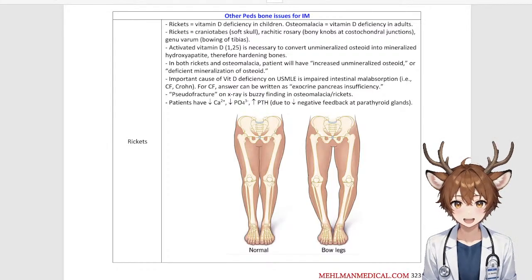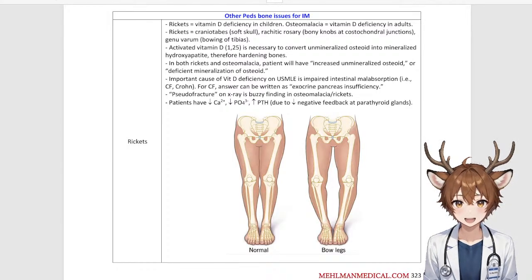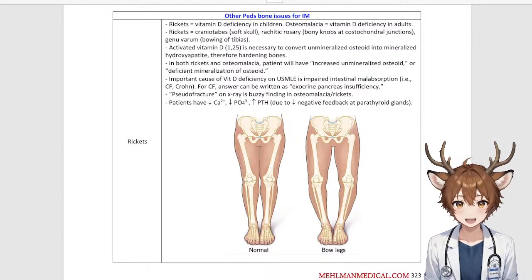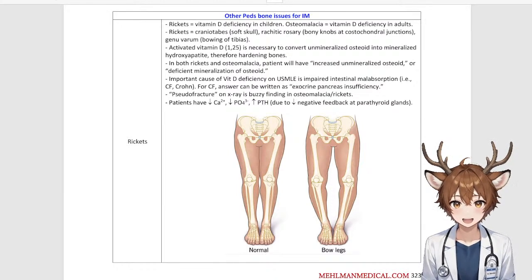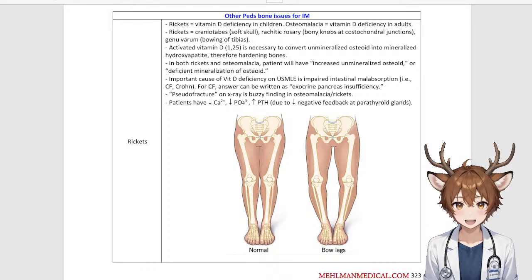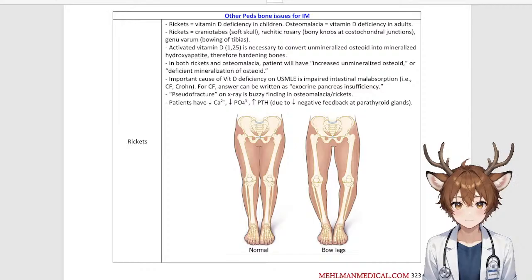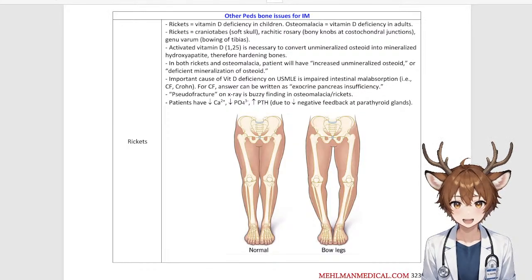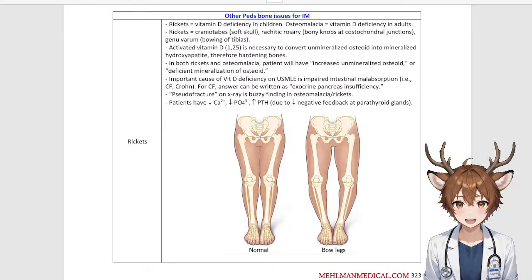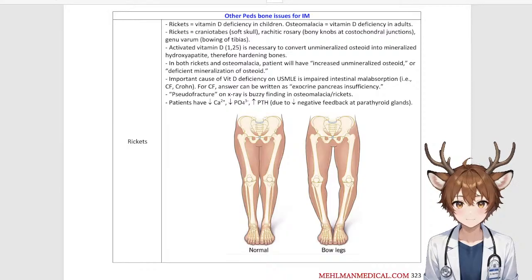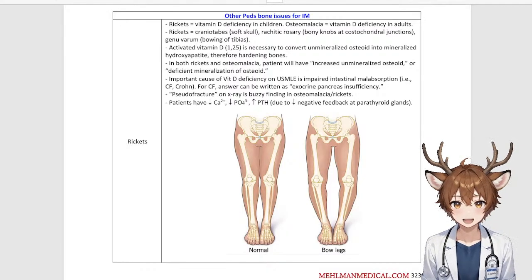Other peds bone issues for internal medicine. Rickets, vitamin D deficiency in children; osteomalacia, vitamin D deficiency in adults. Rickets: you have craniotabes, soft skull, rachitic rosary, bone knobs at costochondral junctions, genu varum, bowing of the tibias. So you're bow-legged, right? Remember, I believe it is genu valgum. Yeah, genu valgum. While for the other one we were talking about before, that's genu varum.